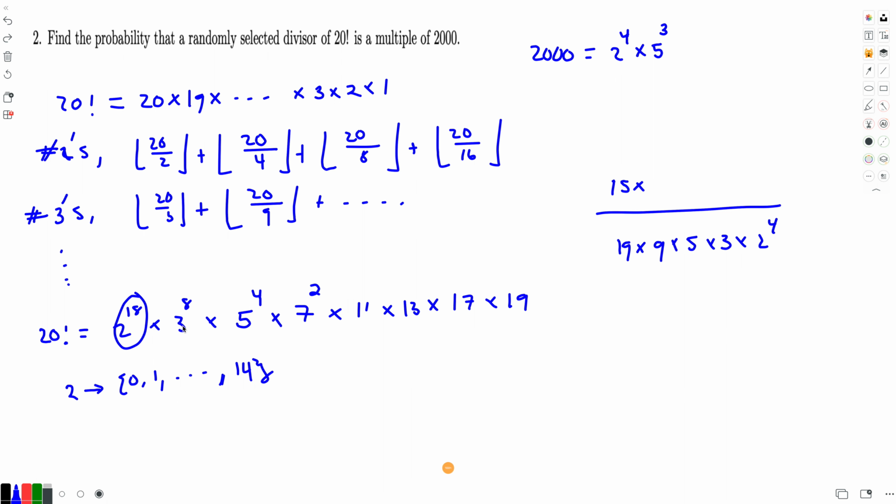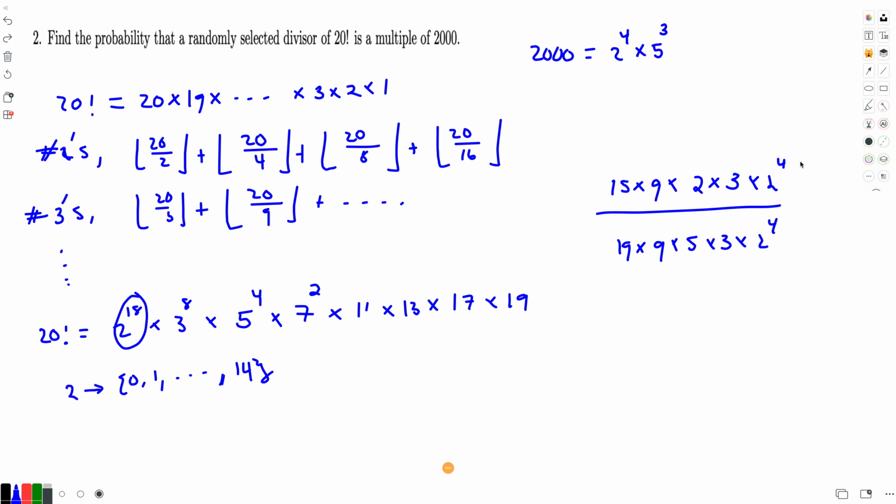And then similarly for 3, we can choose any of them. We can choose 0 up till 8, so we have 9 choices for the 3. For the 5, we can choose 5 to the 3 or 5 to the 4. So that's 2 for that. Then for 7, we have 3 choices: 7 to the 0, 7 to the 1, or 7 to the 2. And then we have the usual 2 to the 4th over here.